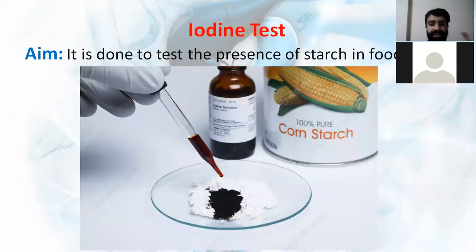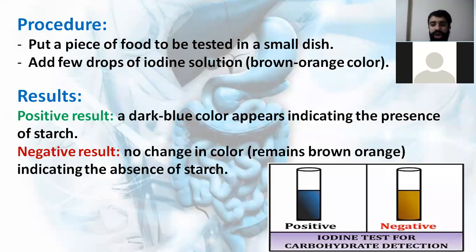So whenever we did this iodine test, whenever it gives a positive result, meaning that we have starch, what is the positive result? It's a dark blue color. While if it's a negative result, meaning that there is no starch, so this means that there is absence of starch. But what is the color? The color will remain as the color of the iodine solution. It remains as a brown orange color.